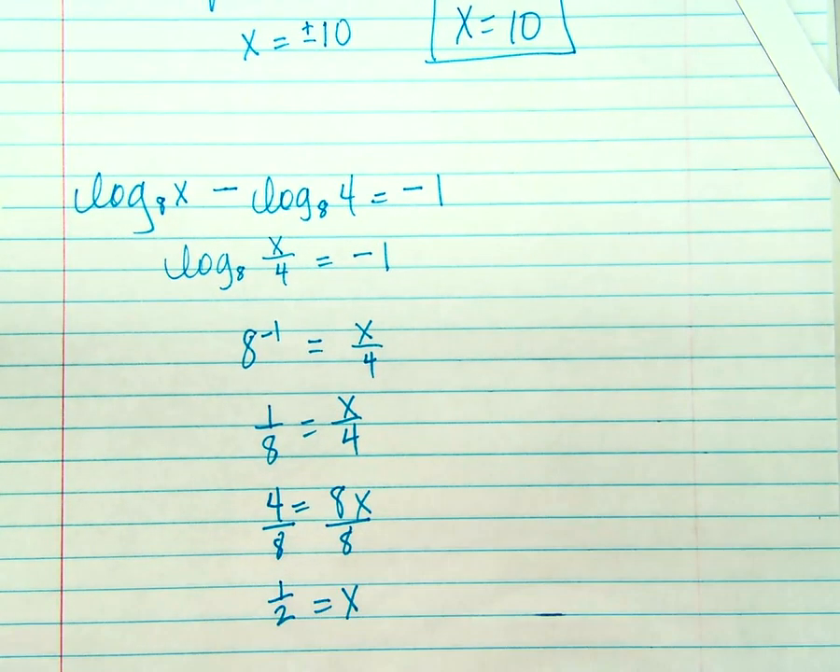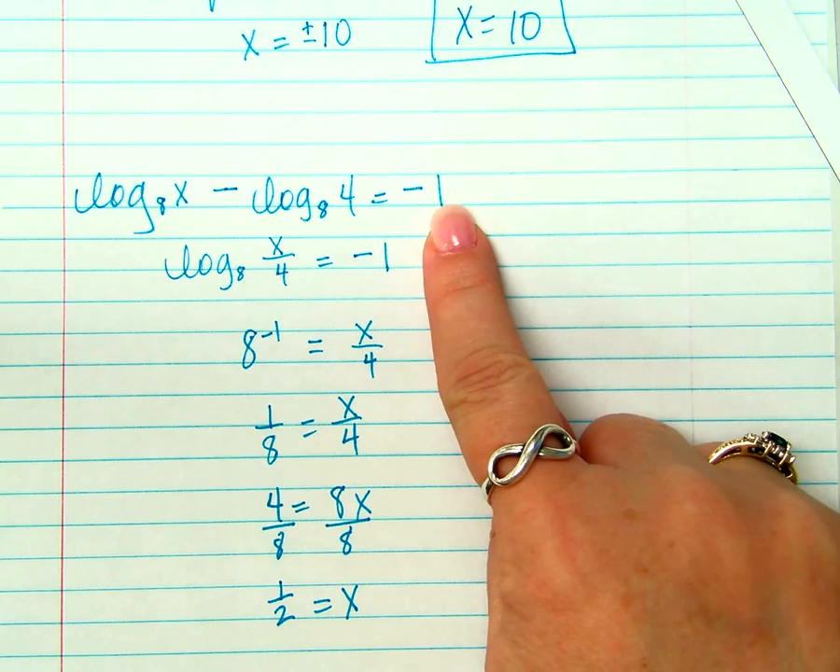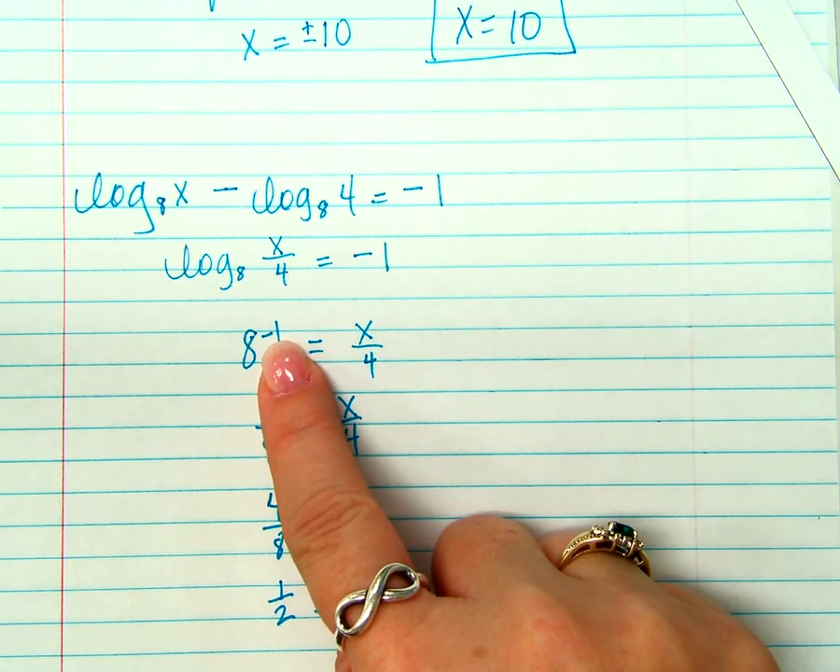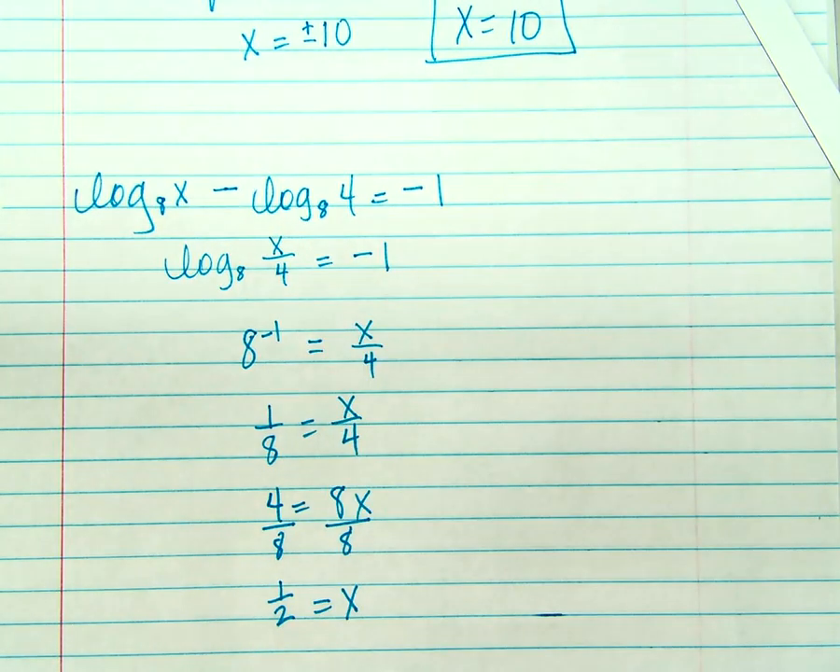0.5 or 1/2, right? So is that a reasonable answer? Remember, if I put that in exponential form, where does it go? To the exponent, right? Am I allowed to have a negative exponent? Yes. So is my logarithm allowed to equal a negative number? Yes. Okay. Any questions?